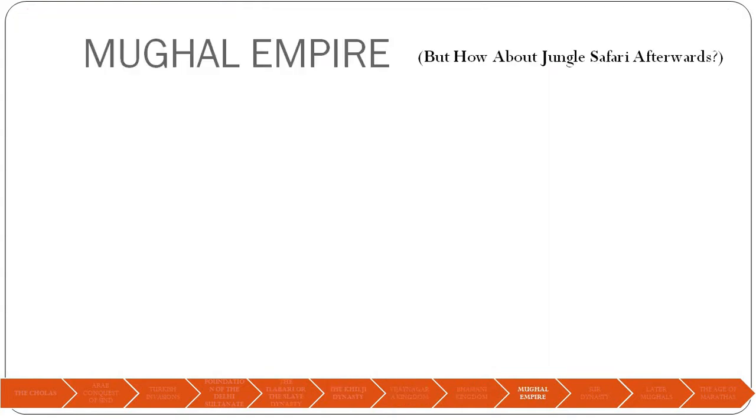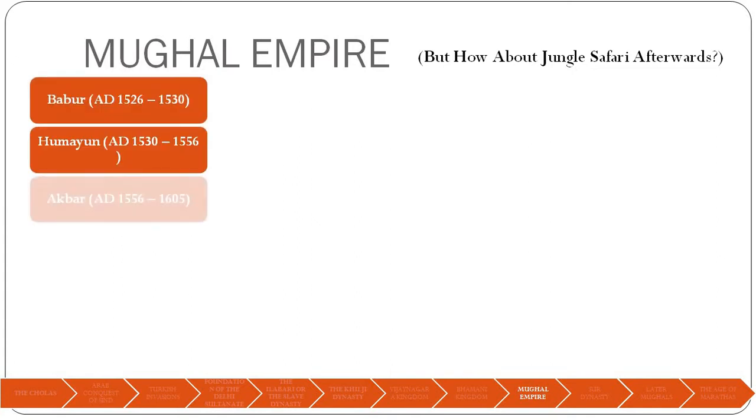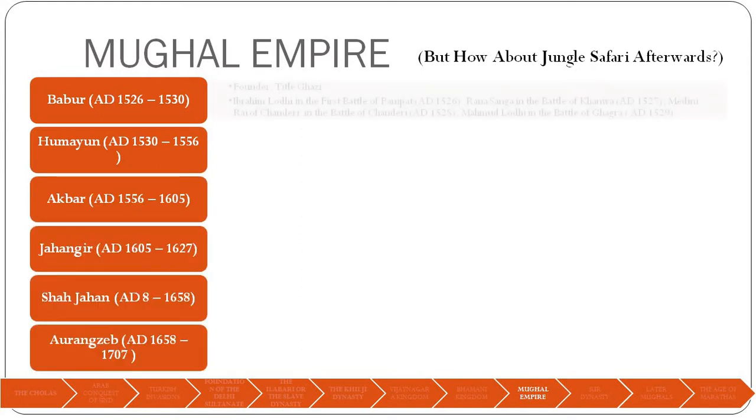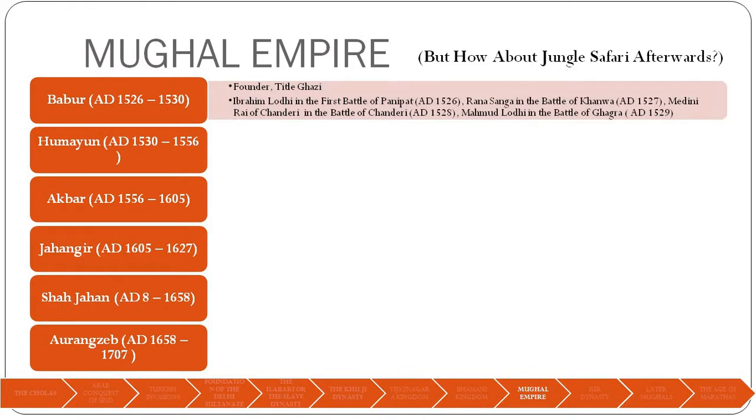Now we will be discussing the Mughal Empire. This is a very important section of this study because the Mughal Empire is considered to be the most important during the medieval period, and it might be quite confusing. But there were 6 important Mughal emperors, starting with Babur, then Humayun, Akbar, Jahangir, Shah Jahan, and lastly Aurangzeb. So it's important to remember this order.